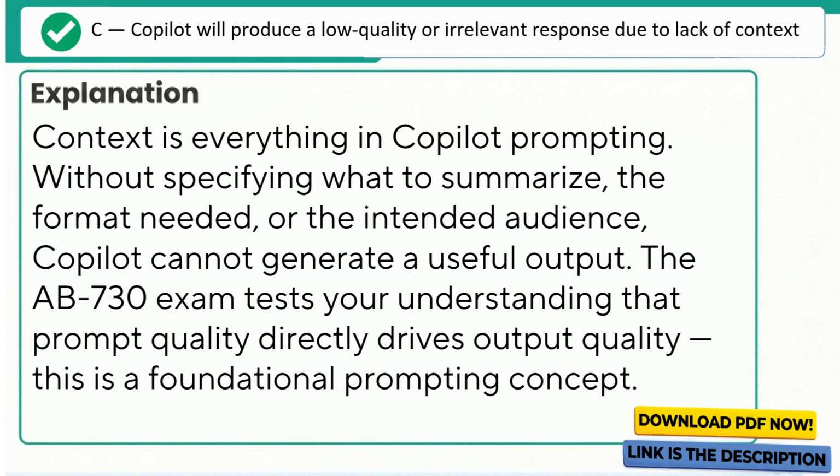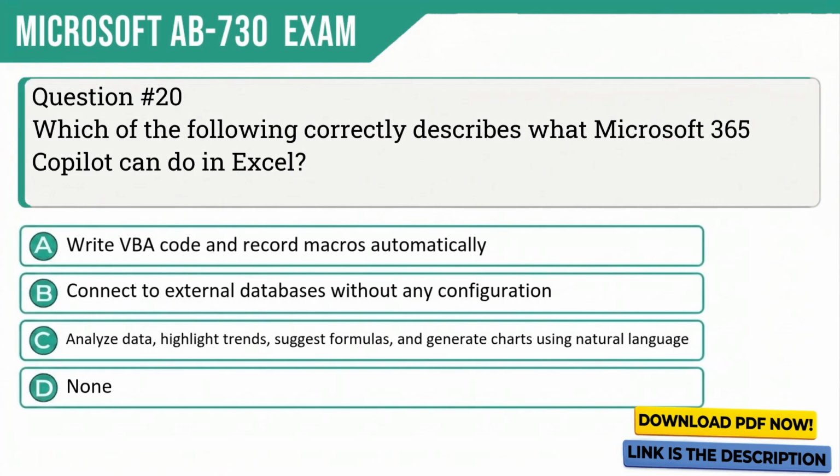Explanation: context is everything in Copilot prompting. Without specifying what to summarize, the format needed, or the intended audience, Copilot cannot generate a useful output. The AB-730 exam tests your understanding that prompt quality directly drives output quality. This is a foundational prompting concept. Question number 20. Which of the following correctly describes what Microsoft 365 Copilot can do in Excel?